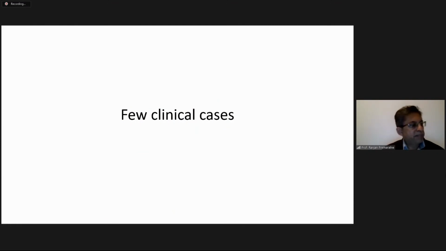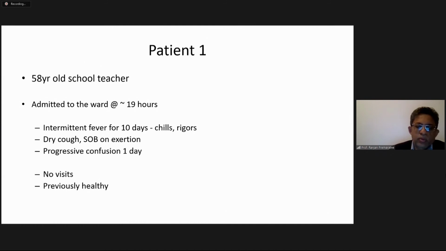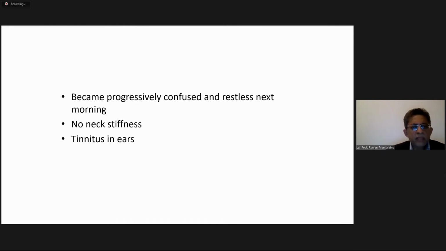And if time permits, I think I have got another 5 or 10 minutes. Yeah, I'll try to brief this, just to give you some idea of it. Now, this patient came quite late in the illness, after about 10 days. When she came, she had very high fever, dry cough, shortness of breath, and so on. And she became very rapidly confused and restless.